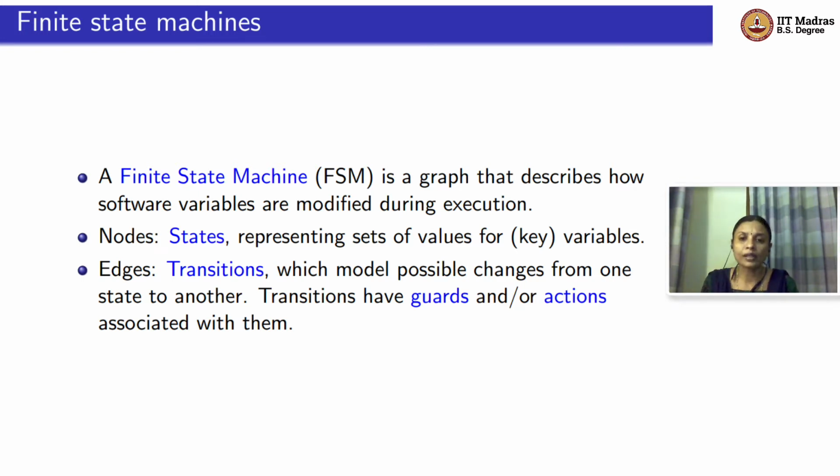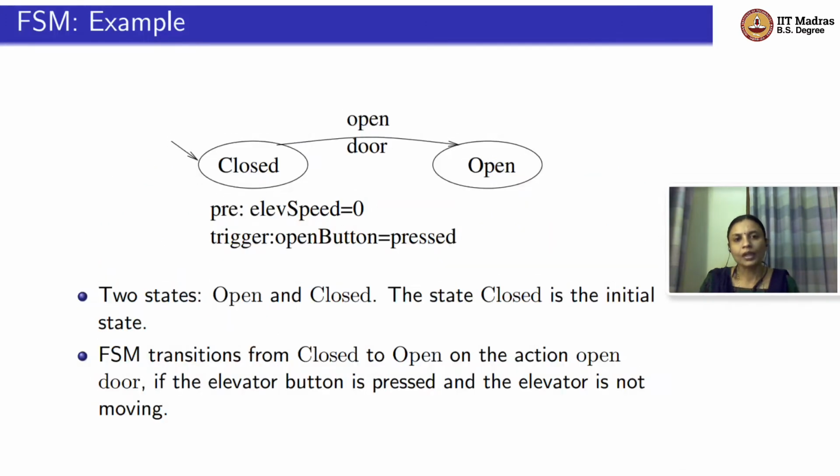It can have guards, which tell you whether a particular transition can be enabled or not. When you are at a particular node or a state, if the guard is not true, then the particular transition or the edge cannot be taken to go to the next state. Transitions in finite state machines also have actions, which tell you what happens when that transition or the edge is taken. So here is a very small toy example.